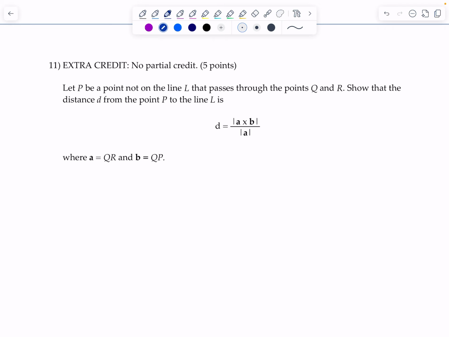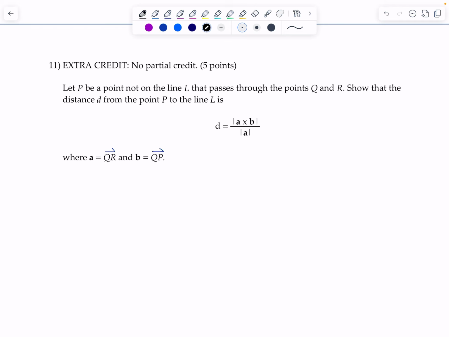Now there were 2 little extra credit proofs. So let P be a point not on the line L that passes through the points Q and R. Show that the distance D from the point P to the line L is given by the magnitude of the cross product of A and B divided by the magnitude of A, where A equals QR and B is QP.